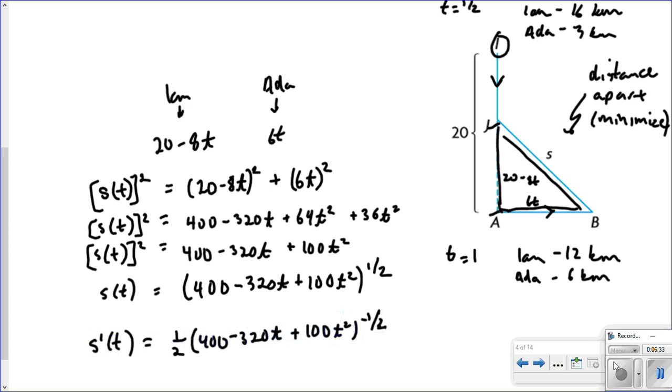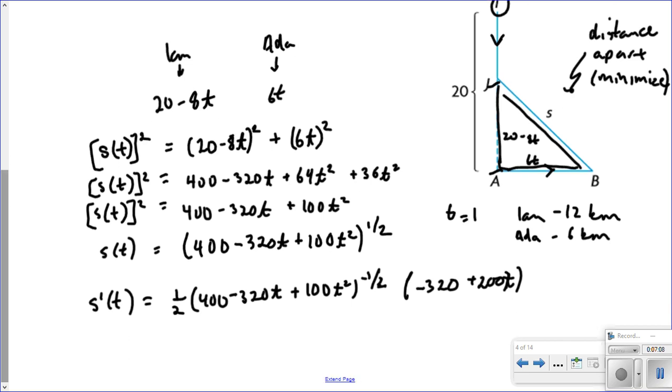Okay, fix that correction. And now I have to take the derivative of the inner product here, and that's negative 320 plus 200t. Okay, so I think I've done the chain rule properly here. I brought my 1/2 down in front of my inner function, and then I've knocked the index down to 1/2 to negative 1/2. So I have to have the 1/2 out in front, and then I have the derivative of my inside function, and that's just negative 320 plus 200t. That 200t came from 2 times 100t.